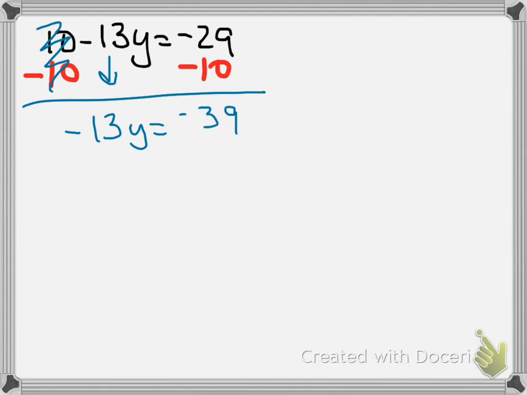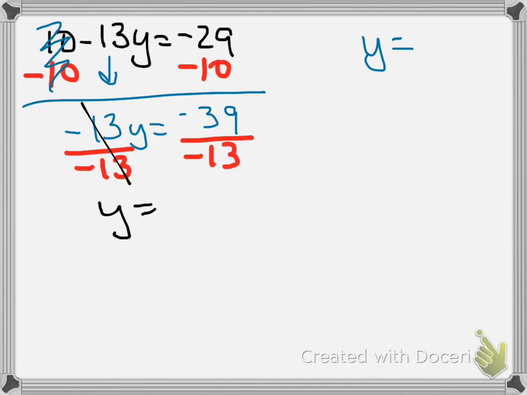Alright, now I can ask myself, what's my variable? Remember, we want y by itself. So what's my variable? My variable is y. It's being multiplied by negative 13, so the opposite is divide both sides by negative 13. Negative 13 divided by negative 13 is 1, so we have y equals, and then when we take negative 39 divided by 13, we get 3. Alright, so my y value is 3.